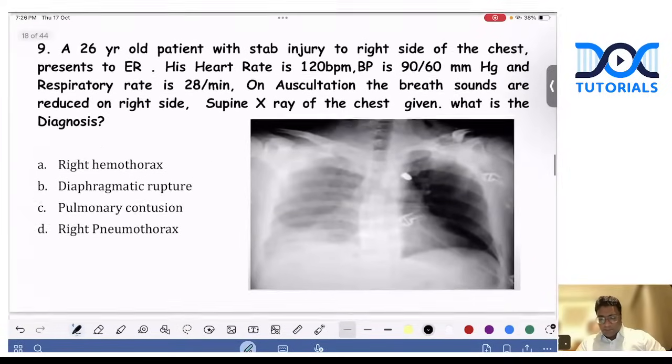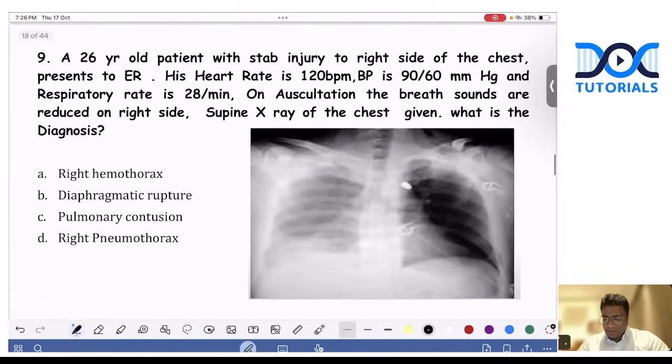Coming to the next question, the ninth one. This is a repeat question, PYQ. I hope you have got this right. A 26-year-old patient with a stab injury to the right side of the chest presents to the ER. His heart rate is 120 beats per minute, BP is 90/60, and respiratory rate is 28 per minute. On auscultation, the breath sounds are reduced on the right side. The supine radiograph is given.